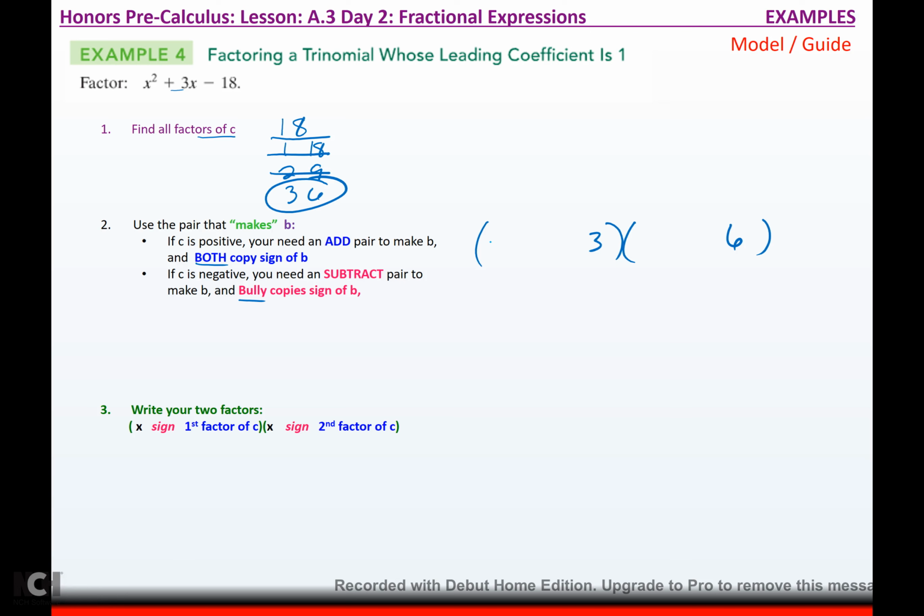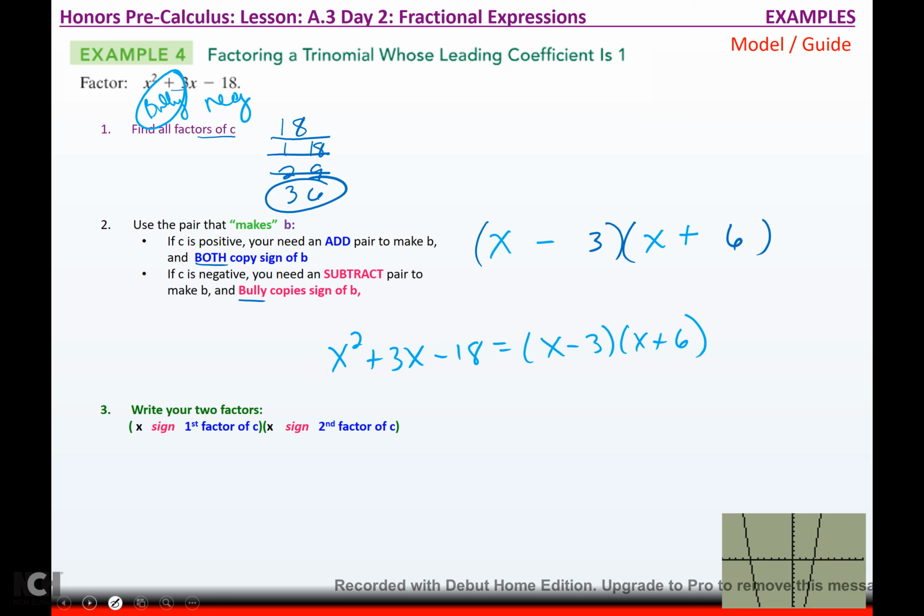Of course, it's going to be x and x for x squared. C is negative. If C is negative, only the bigger number gets the middle sign. So the 6 gets the positive, 3 gets the negative, and again, what you're doing is you still have x squared plus 3x minus 18. You just wrote it as a product of two factors. And if you can see, if I actually solve those, x would equal 3, x would equal -6. There's your -6, there's your positive 3.